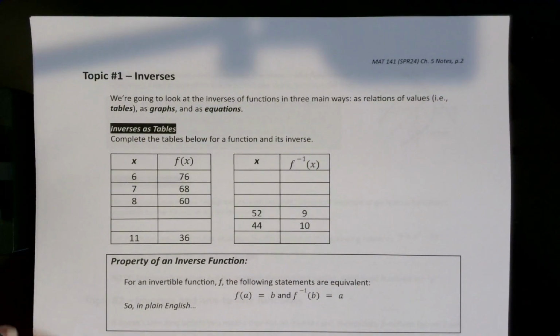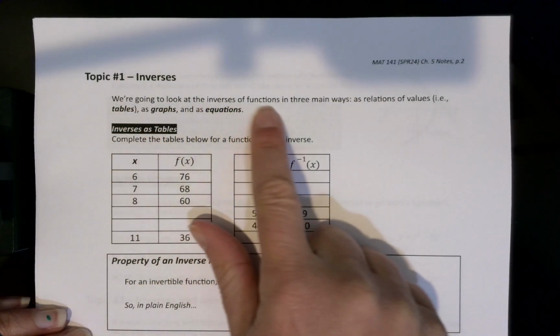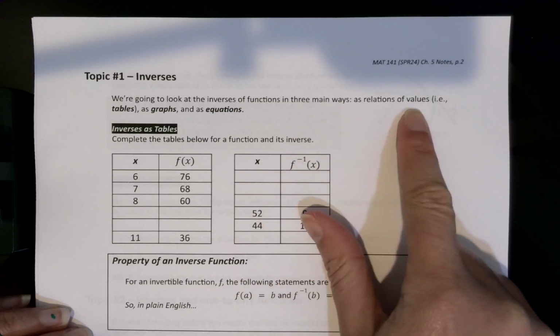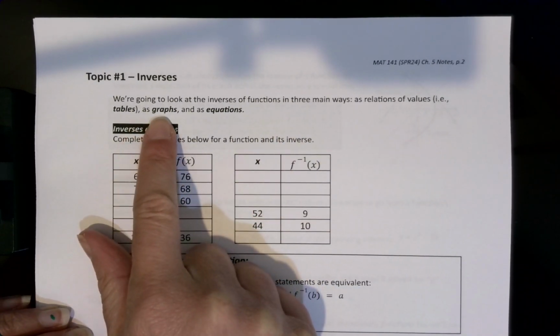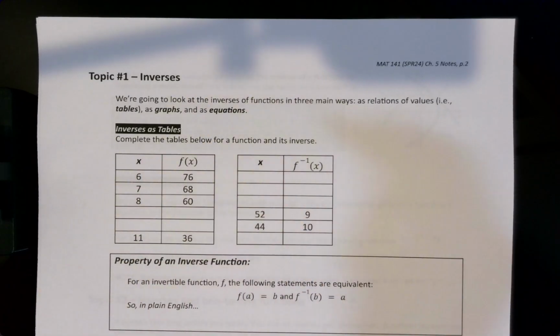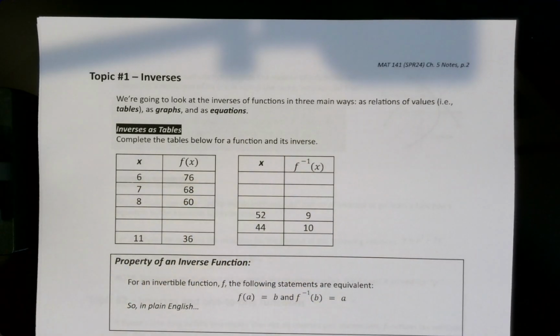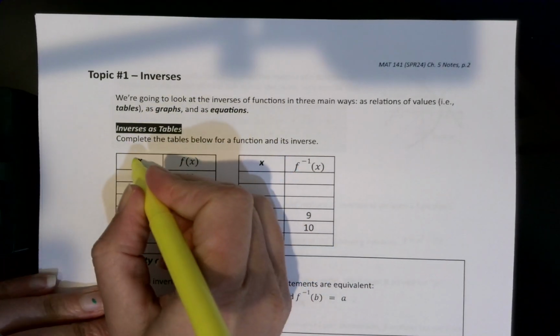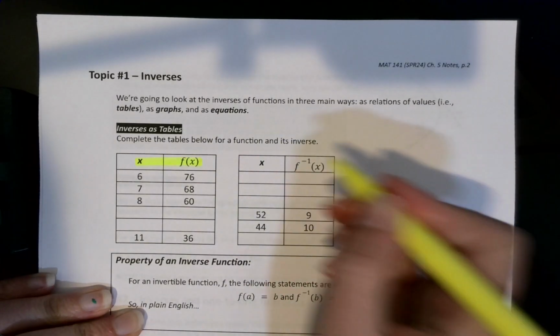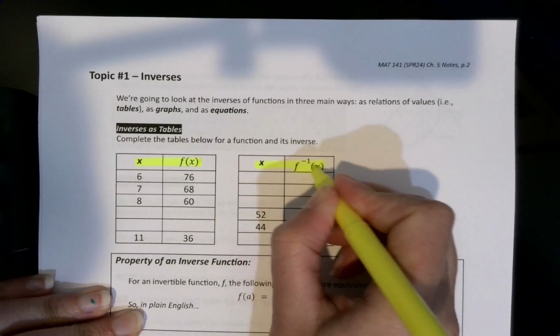All right. On the next page, our topic here is inverses. As we look at inverse functions, there are going to be three main ways: relation of values, aka a table, graphs, and equations. So first of all, tables here. Complete the table below for a function and its inverse. What I have first here is a set of ordered pairs for the function, and then over here it's a set of ordered pairs for the inverse of that function.